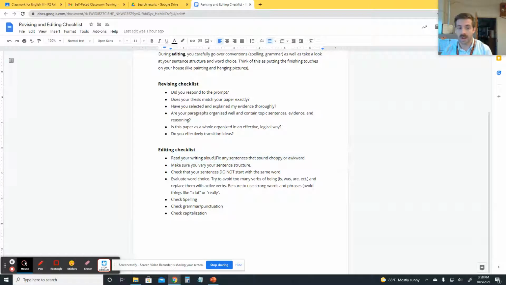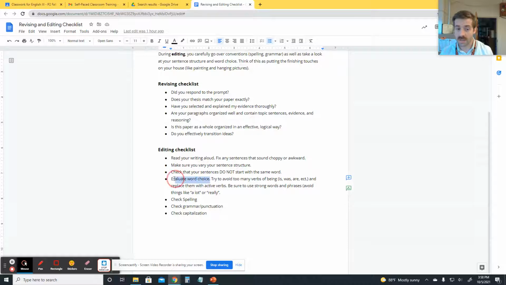That's the best way. Because if you are stumbling and having trouble smoothly flowing through your paper, it's probably awkward to read as someone else too. So fix those awkward or choppy sounding things. Make sure that you're varying your sentence structure, because you'll be able to hear, am I using short sentence, followed by short sentence, followed by short sentence, or am I mixing it up? Am I moving some long sentences in here and some shorter sentences, maybe some compound sentences?